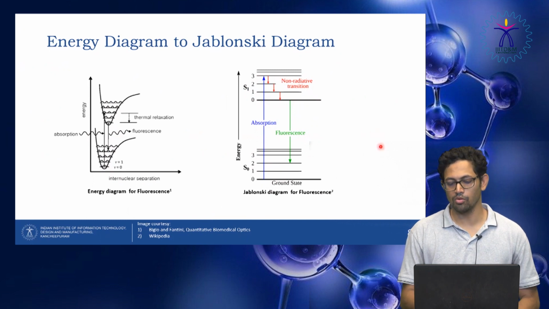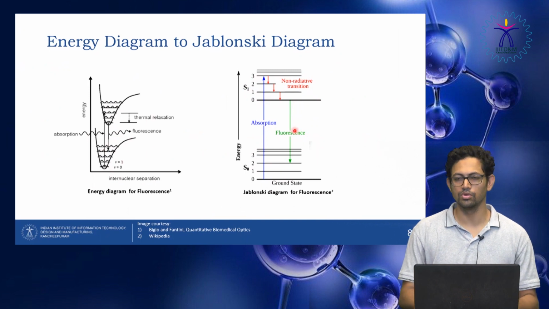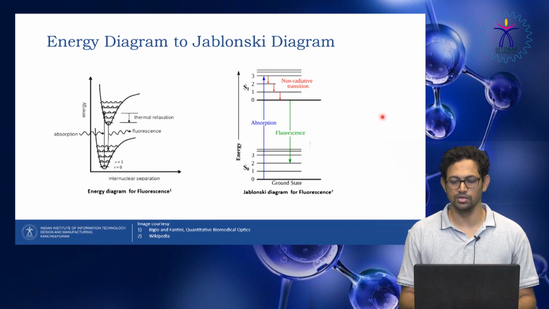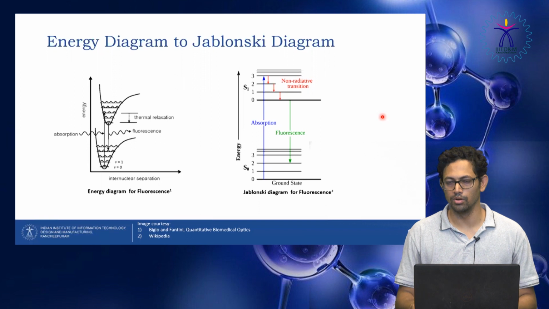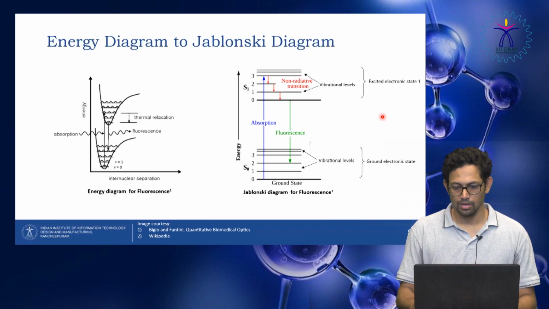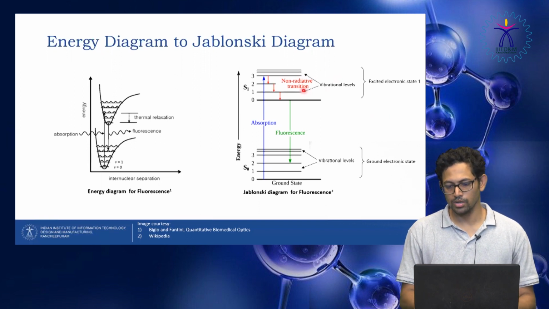We are going to talk more using the Jablonski diagram instead of the energy band diagram. This is more helpful to understand the transition of electrons from ground to higher and then coming back lower. Each electronic state has its own vibrational levels, and this is the ground electronic state and the excited electronic states.